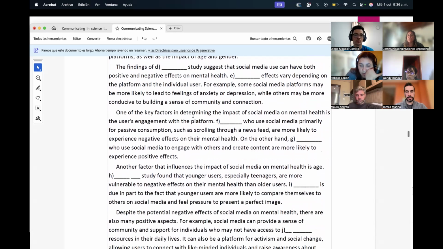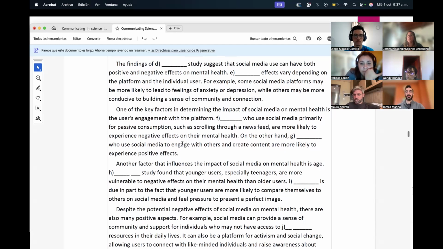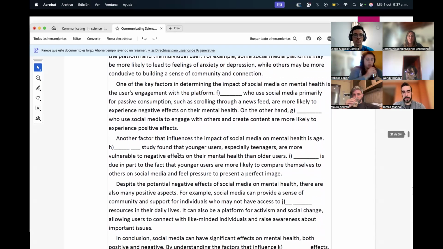One of the key factors in determining the impact of social media on mental health is the user's engagement with the platform. Those who use social media primarily for passive consumption, such as scrolling through a newsfeed, are more likely to experience negative effects on their mental health. On the other hand, those who use social media to engage with others and create content are more likely to experience positive effects.